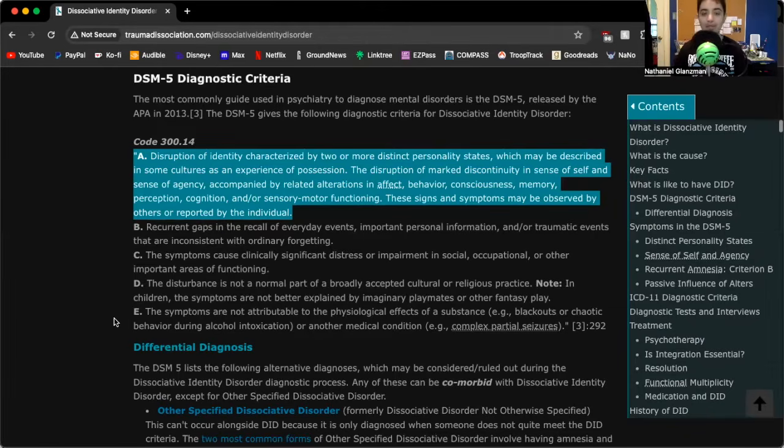Okay. So, when you have a character with DID, that character would have been put through something extremely traumatic and they would not have control over anything. So, just keep that in mind. DID is born of significant trauma plus a restrictive environment where they're expected to fulfill certain roles. These signs and symptoms may be observed by others or reported by the individual.